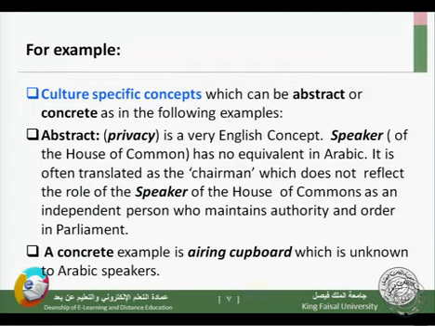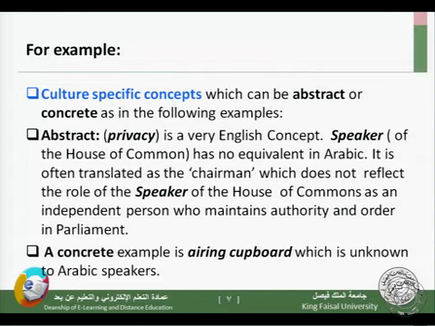But this is an example of an abstract, specific concept of English. You need to think, how can I transfer it from English into Arabic? Does it have a direct equivalent? I leave it to you, but this is just an example. Now the speaker, as I mentioned here, what is the role of the speaker in the House of Commons? It gives you an idea.